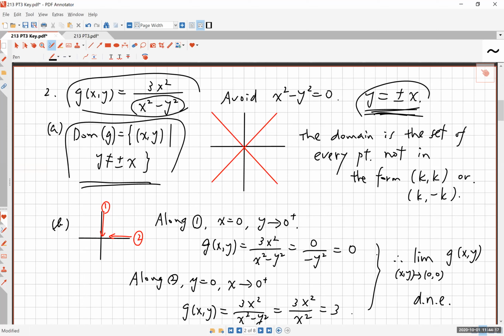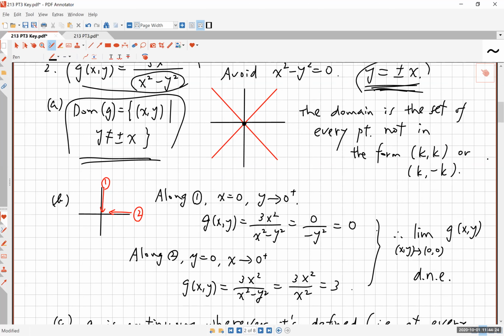Part B, show that this function does not have a limit at the origin. All right, so how do you show that a limit does not exist at a particular point?